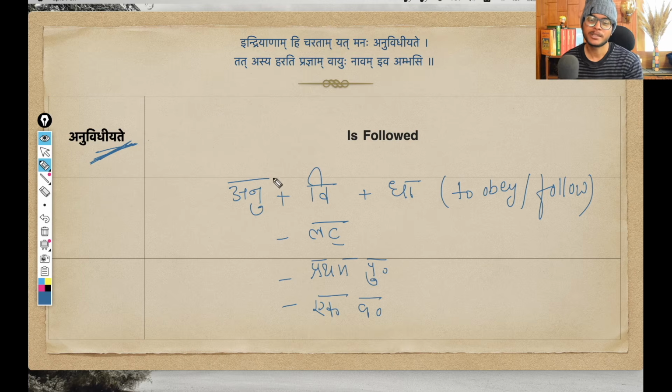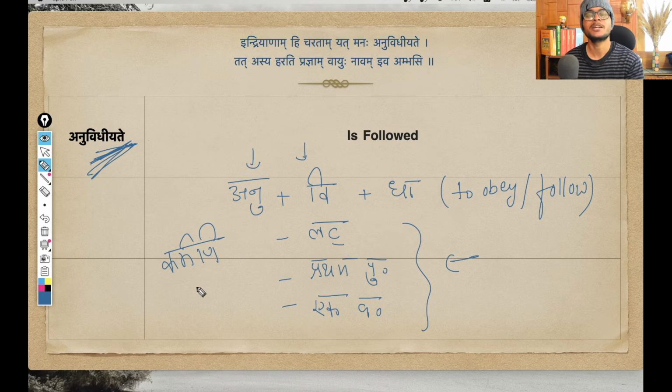This kriyapada is coming from dha dhatu, which has anu and vi as its upsargas. So anu plus vi plus dha, this combination means to obey or to act in accordance with something, or to follow something in that sense. The form here is lat lakara prathama purusha ekavachanam. But the important thing to note here is this is karmani prayoga. This kriyapada is in karmani form.